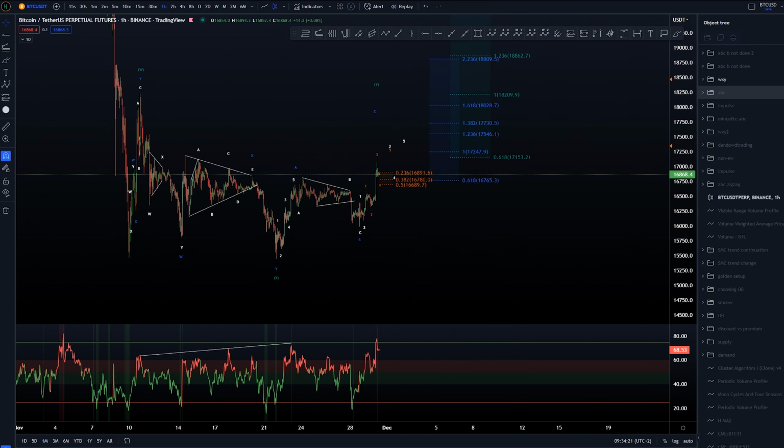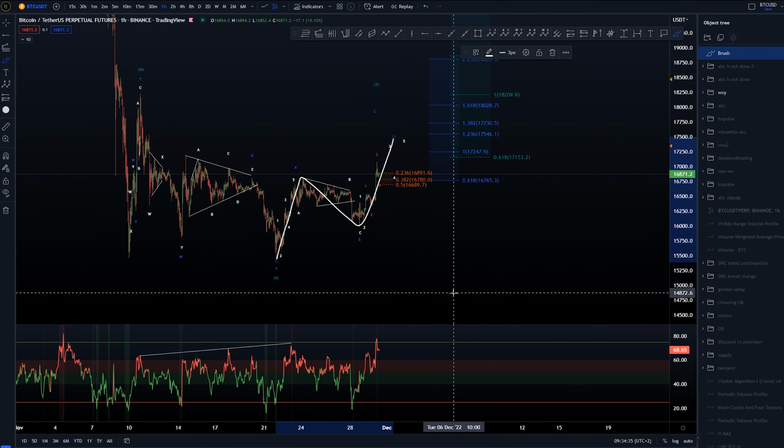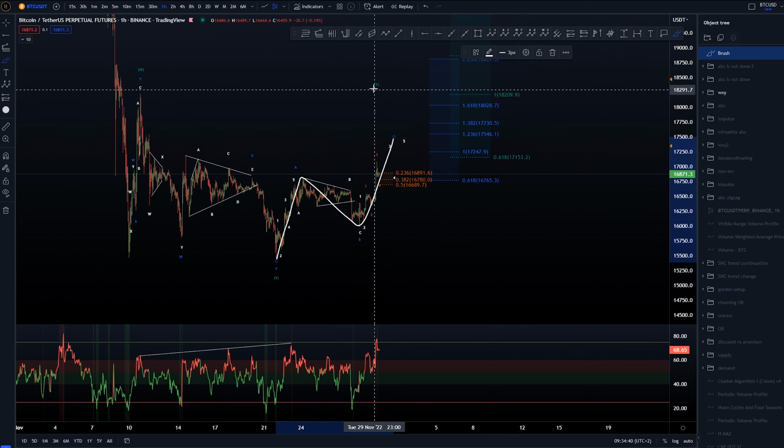But that's that. Then we had the WXY count, where we had a very similar structure as the ABC, but instead of A, B and C, we would be having this as a WXY. Why? Just because this structure here looks more like a corrective structure. So that's that.